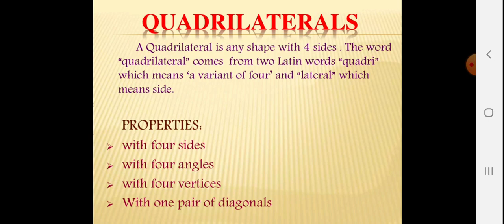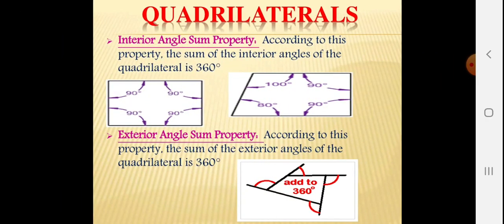Quadrilaterals. A quadrilateral is any shape with four sides. The word comes from the Latin word quadri, which means a variant of four, and lateral, which means sides. Properties are four sides, four angles, four vertices, and one pair of diagonals. You can see the quadrilaterals here.